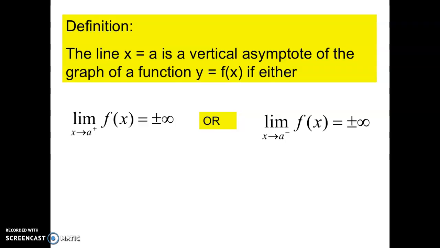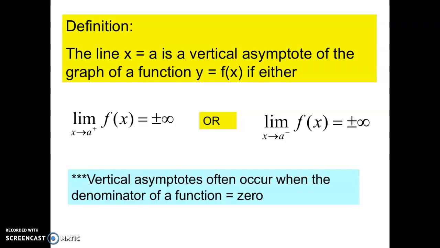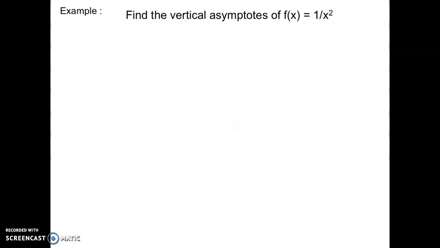Now, a function can have many vertical asymptotes. It can only have at most two horizontal asymptotes, but it can have many vertical asymptotes depending on the function. Vertical asymptotes often occur when the denominator of the function is equal to 0, but not always. Notice I say often because it doesn't always happen that way, but with most rational functions it will. But remember, sometimes we could have where the denominator is equal to 0, but there's a hole in the function and there's not a vertical asymptote. And then there's other ideas too that we can go through.